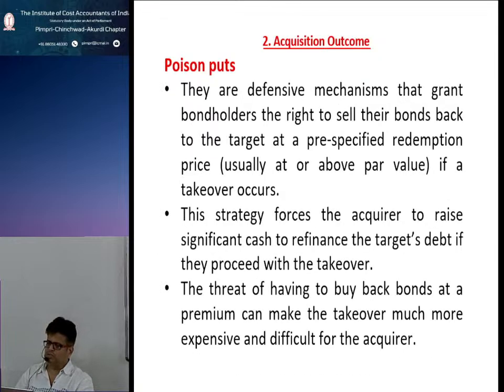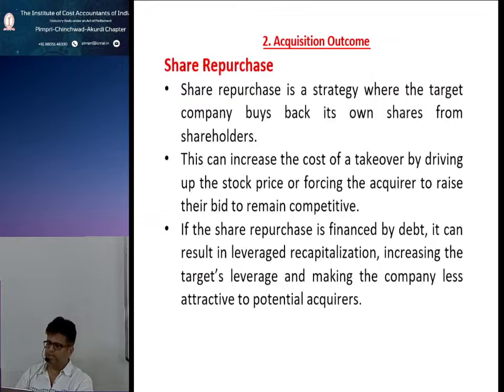Poison puts are defensive mechanisms that grant bondholders the right to sell their bonds back to the target at a pre-specified redemption price, usually at or above par value. If a takeover occurs, this strategy forces the acquirer to raise significant cash to refinance the target's debt if they proceed with the takeover. The threat of having to buy back bonds at a premium can make the takeover much more expensive and difficult for the acquirer.